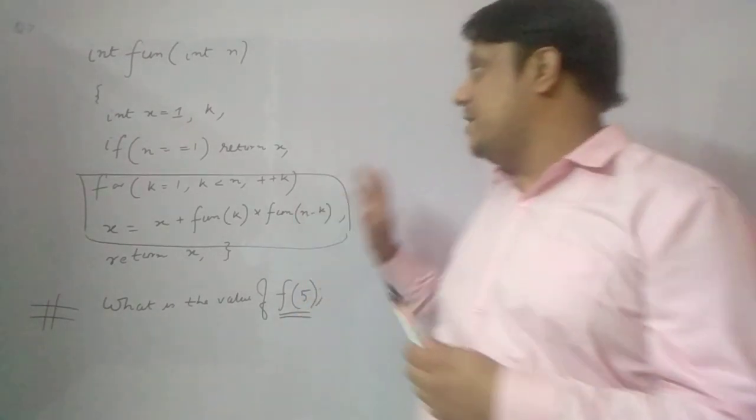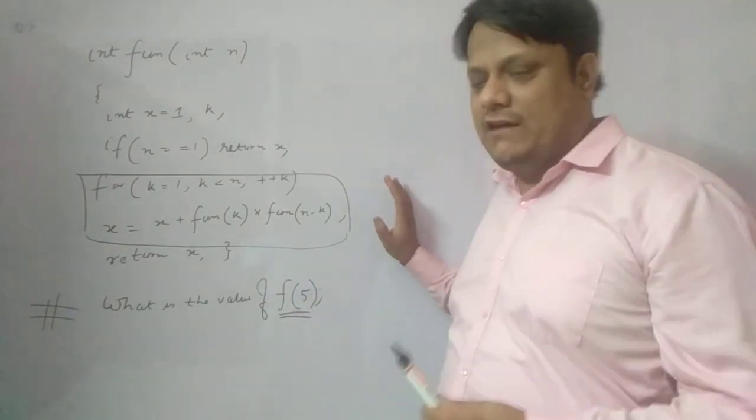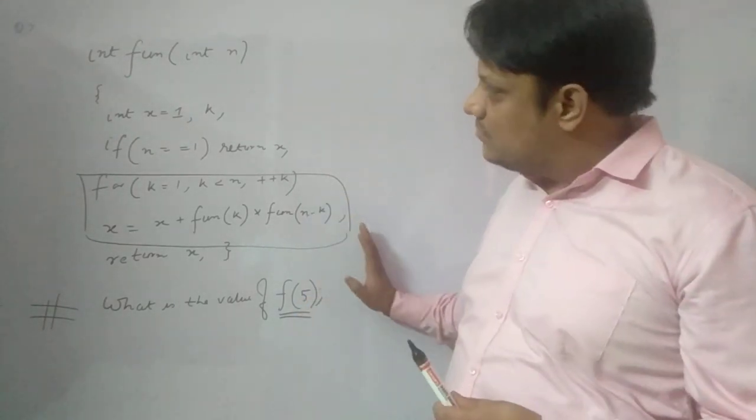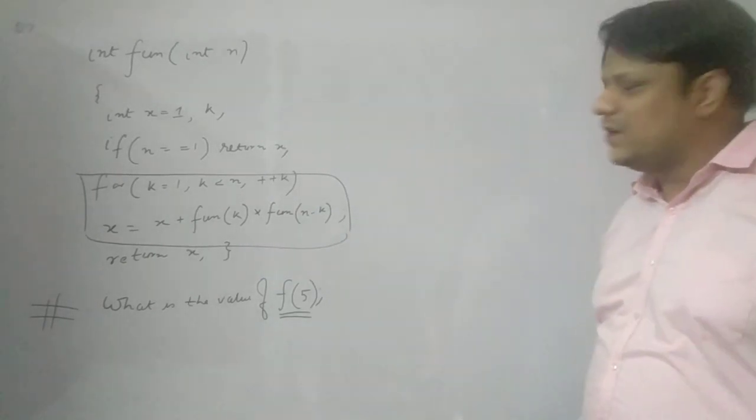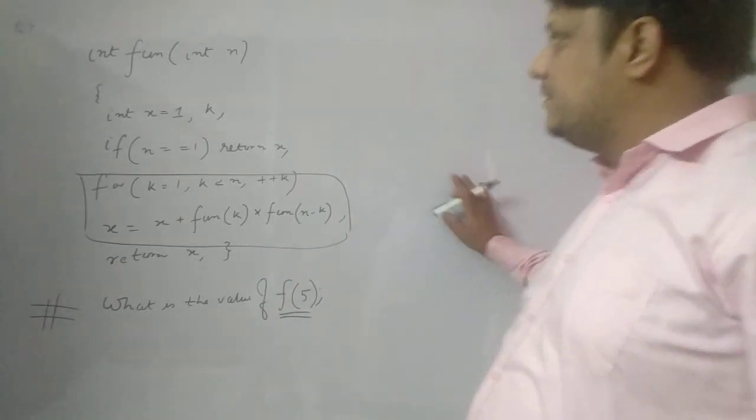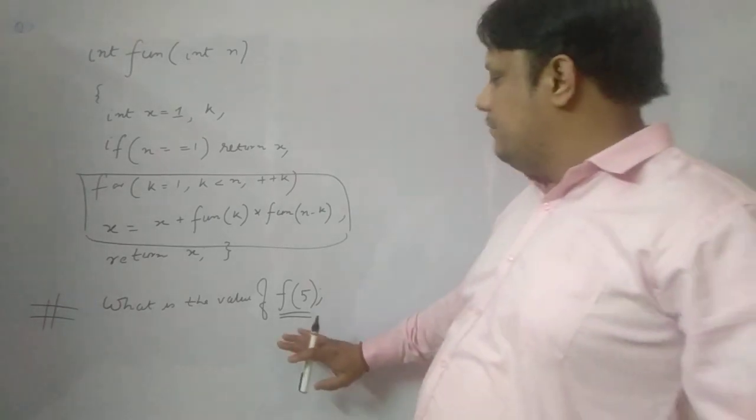Guys, so now this is a pretty amazing question and one of the best, right? This question is based on recursion, pretty important. Now let's see how we're going to solve this. Okay, so we have to find the value of f5.